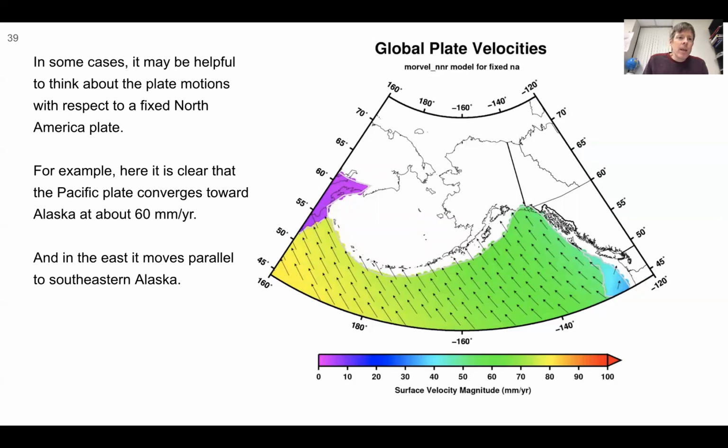In some cases, it may be helpful to think about the plate motions with respect to fixed North America, as shown here in white. For example, here, it is clear that the Pacific plate converges toward Alaska at about 60 millimeters per year. That's shown in the green. And in the east, along this Queen Charlotte Fairweather strike slip boundary, it moves parallel to southeastern Alaska. So if I'm standing in southeastern Alaska looking out toward the Pacific, I see the Pacific plate moving to the right. That's what makes it a right lateral strike slip boundary. And of course, here we see, if we're in Oregon and Washington, we see the convergence of the Juan de Fuca plate associated with subduction.